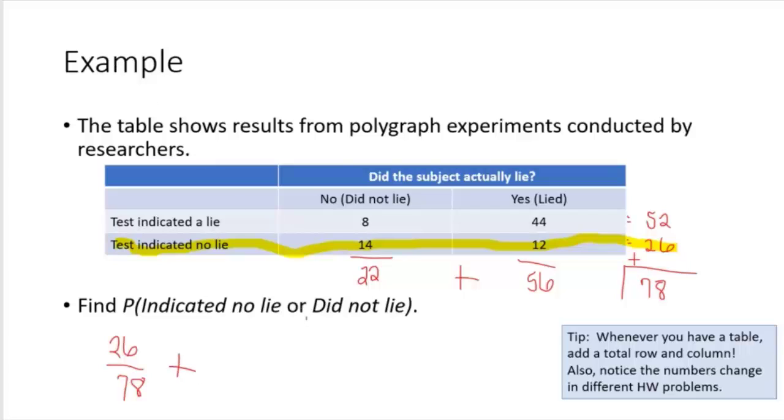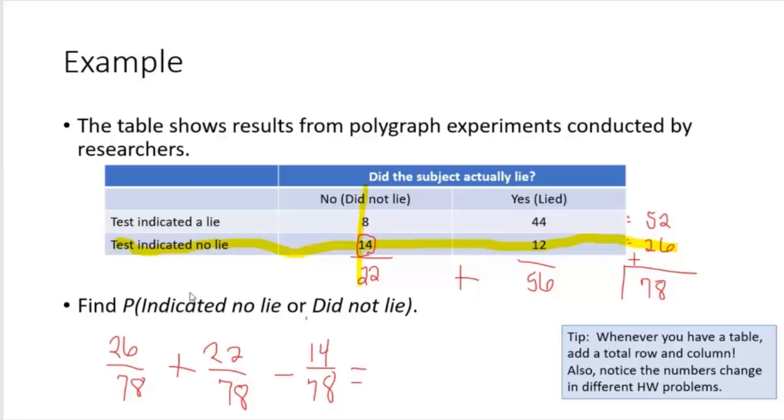Now it says "or did not lie." So the probability they did not lie is on the column. And that gives me 22 out of 78. However, you can see that both of those lines crossed that number 14, and that's the number then that we've counted twice, because we have to subtract off when these both happen. When did it indicate no lie and they did not lie? That's right here, so I need to subtract off that 14 out of 78 because it got counted both directions, and we don't want to double count that.